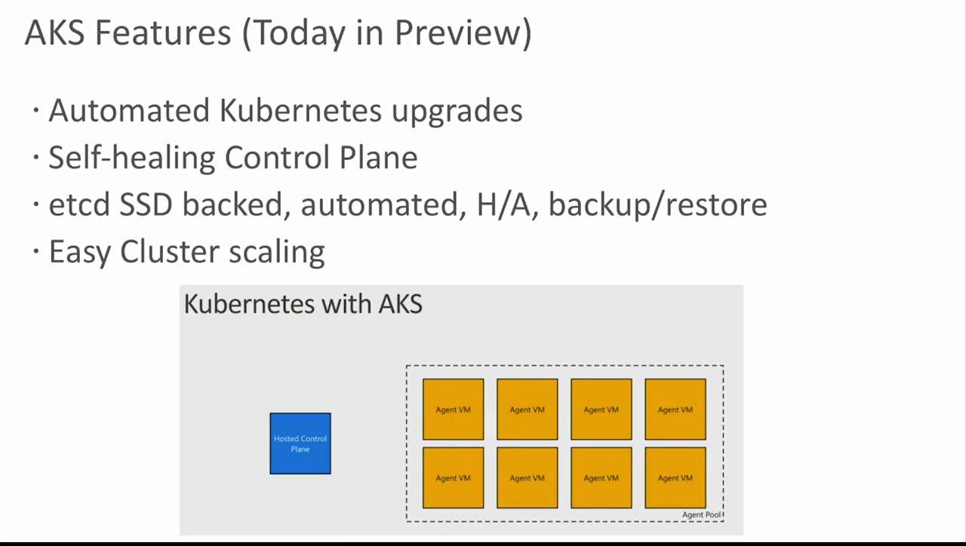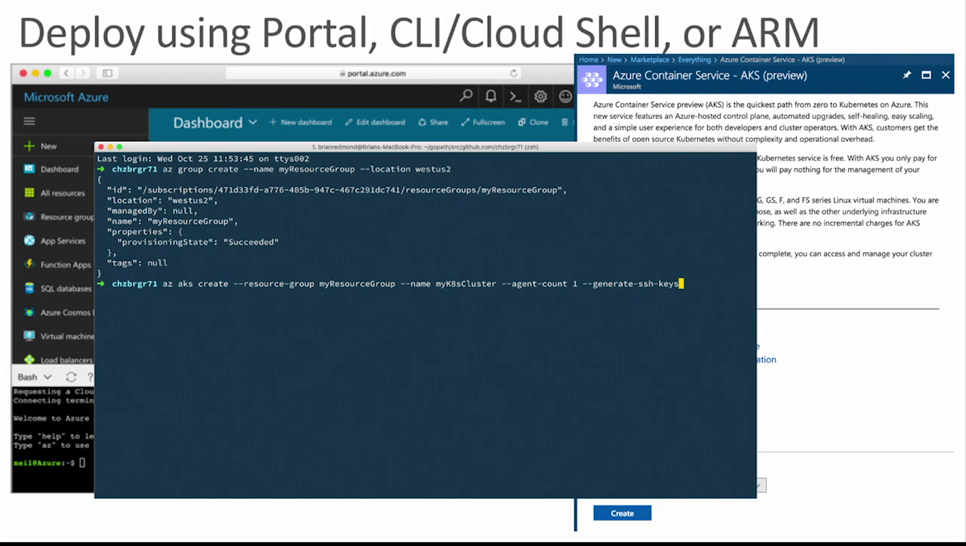If you look at the diagram below, the only difference here is that the masters are taken out of the picture and managed by the Microsoft Azure team, and then you have the agent VMs that are sitting in your subscription. We'll show you how that looks in the actual Azure portal in a minute. As I mentioned, you can deploy this through the portal, through the CLI or Cloud Shell, and also through ARM templates, ARM deployment, or a REST-based API.